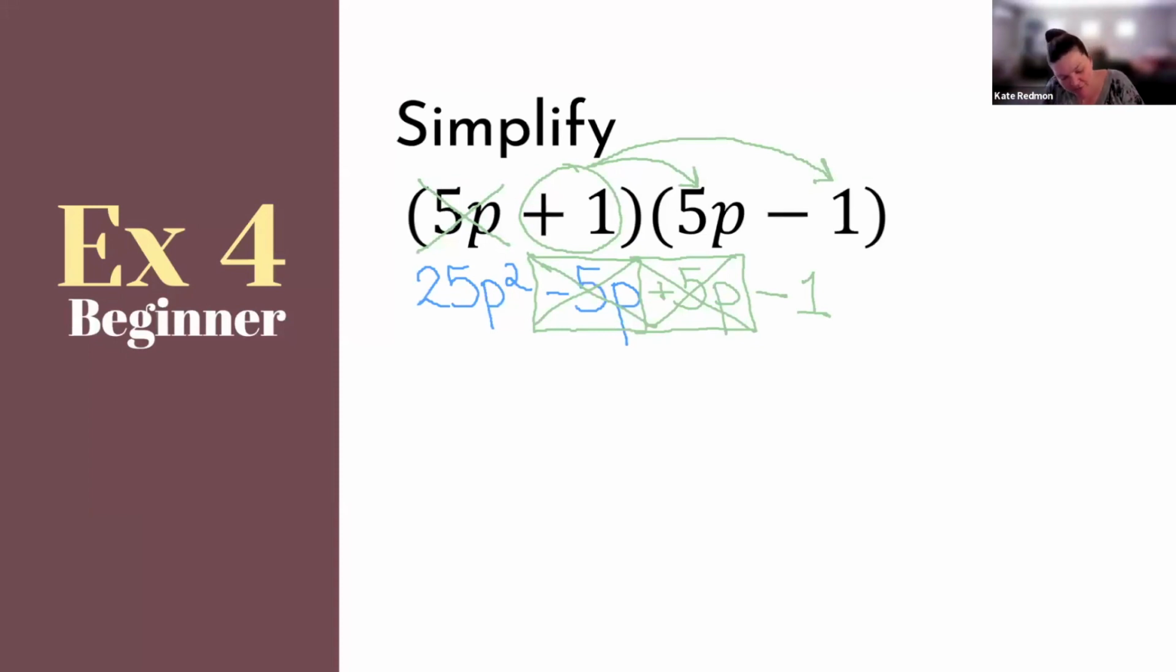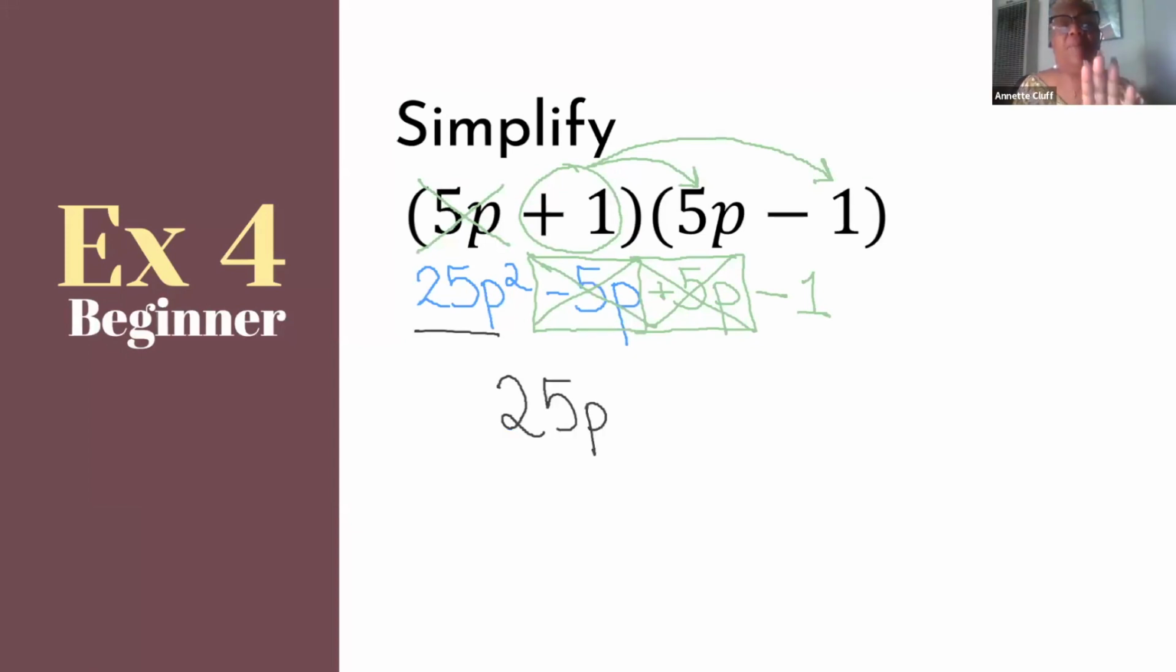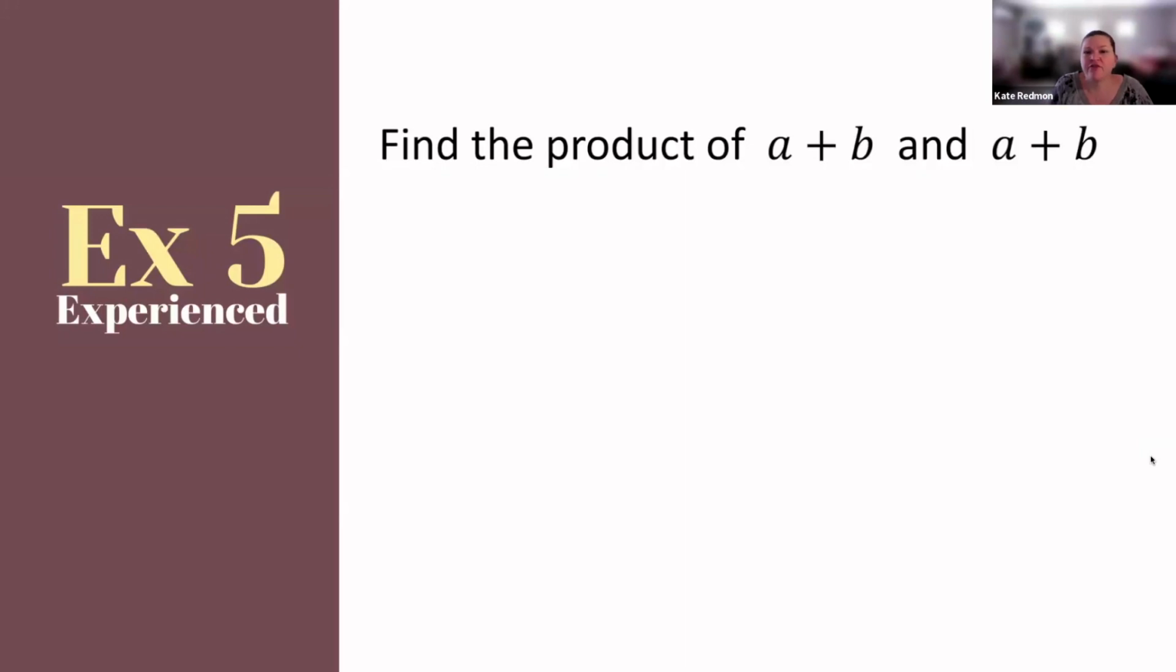So what do I have left? We have the 25p squared, a -1. Good. Okay, so I did want to show you this example just so you can see that sometimes terms cancel out. I have no p's left, and that's fine. It happens. Example 5. Find the product of a plus b and a plus b.